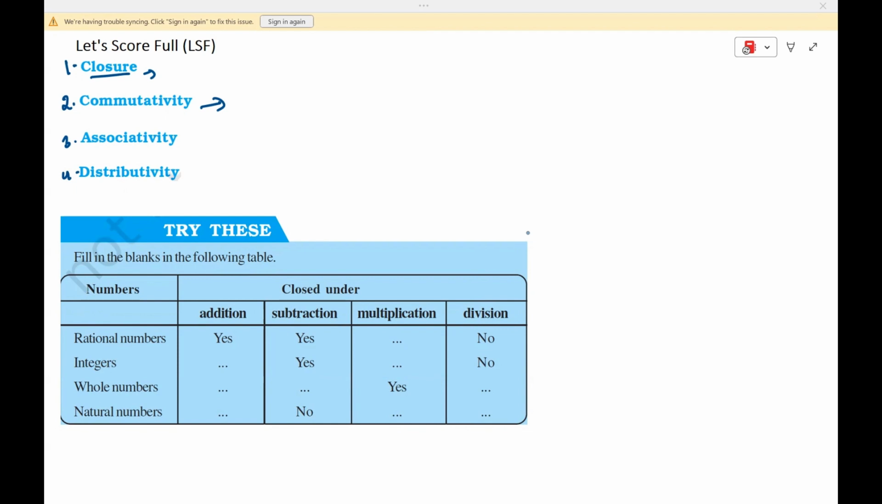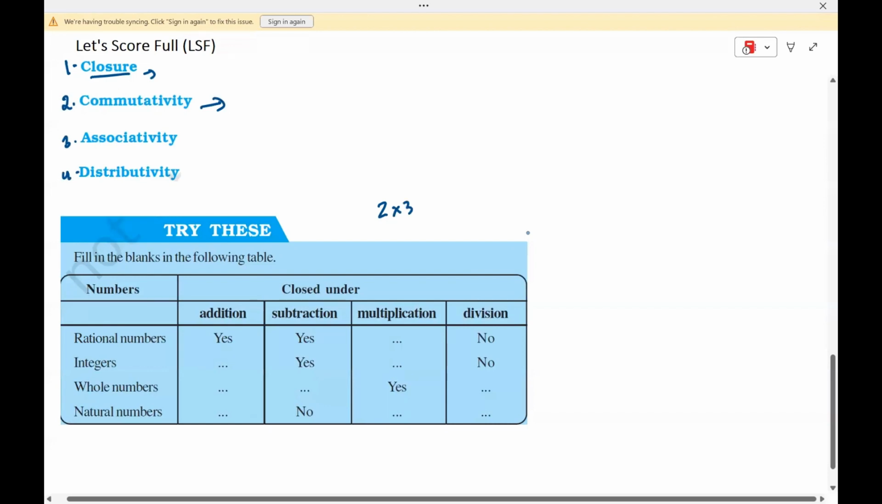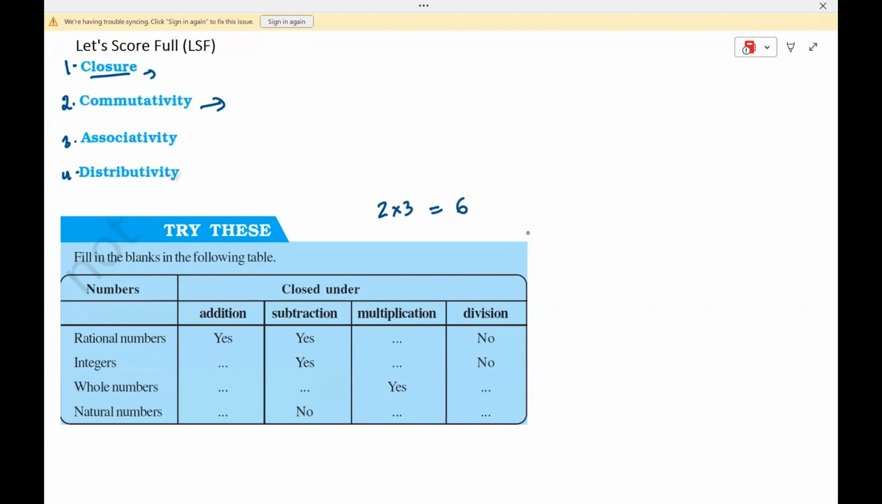And yes, it is closed under subtraction. Let's check multiplication. If I take 2 into 3, correct? Two numbers. If I multiply them, it is 6. And yes, it is a rational number. So they are closed under multiplication.